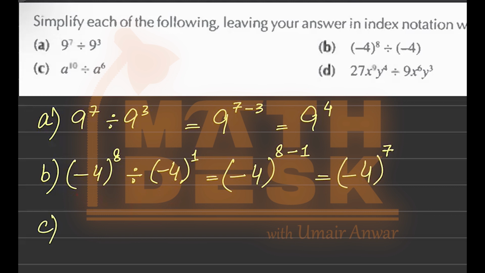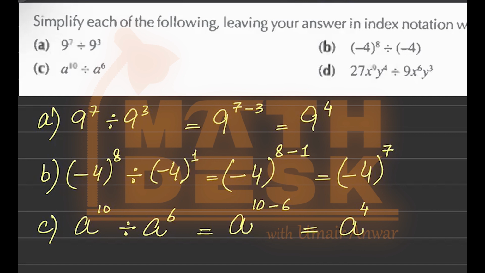Third part, it says a raised to 10 divided by a raised to 6. Again, the bases are same, being divided by each other. So I'm writing a single base a, first index 10 minus second index 6, since there is a division sign between both the terms. So I would be writing a raised to 4 as the final answer.